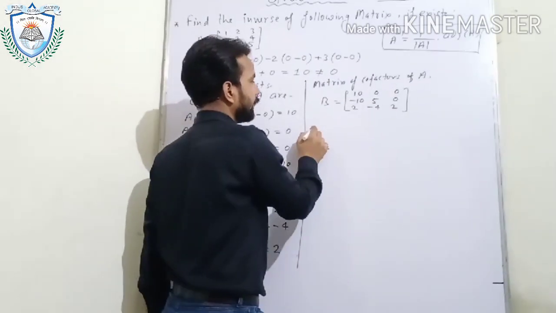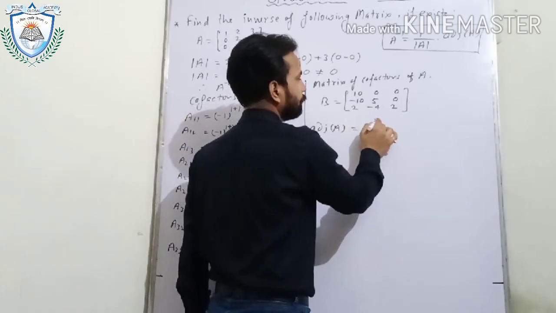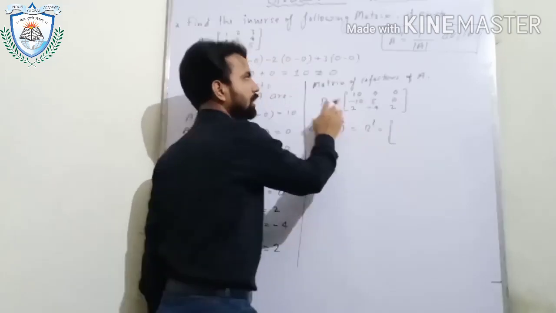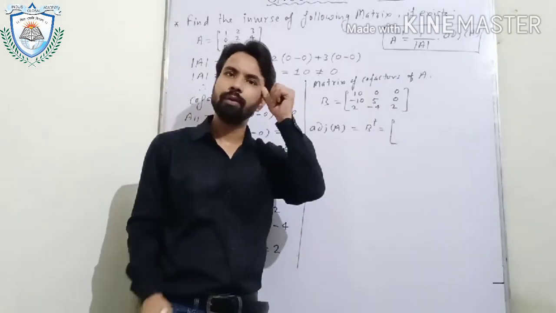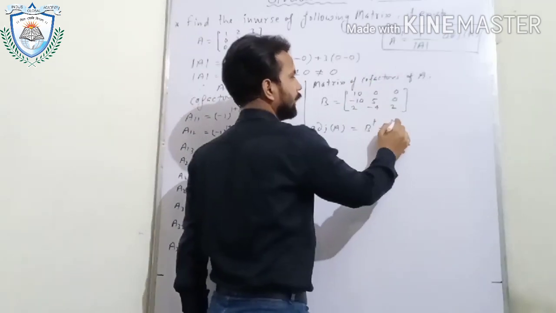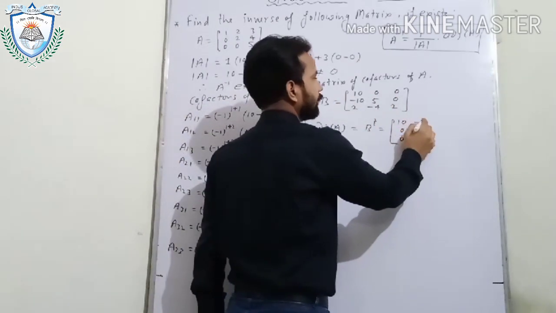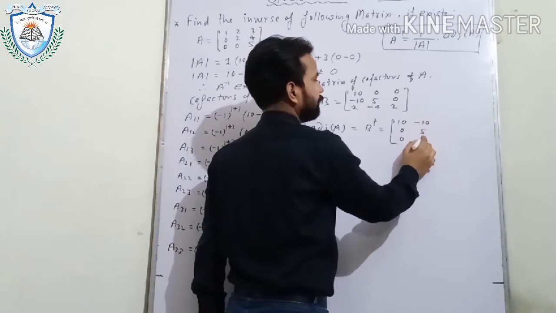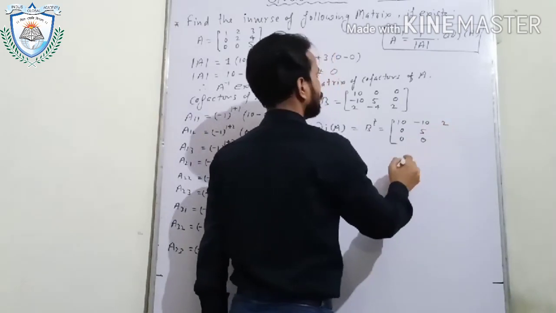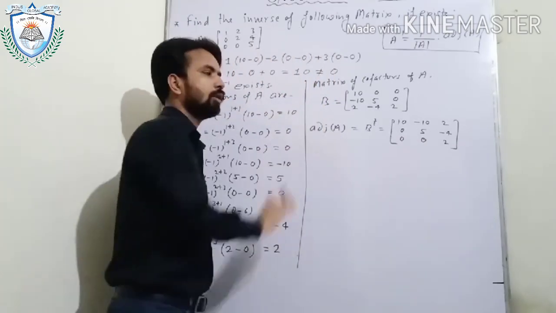Now we will have to find the adjoint of A. Adjoint of A, you know that is B transpose. B transpose means we will have to find the transpose of this matrix. How can we find transpose? We will interchange the rows and columns. So first row is 10, 0, 0, so it will be first column. Second row is minus 10, 5, 0, so it will be second column, minus 10, 5, 0. And the third row is 2, minus 4, 2, so it will be third column, 2, minus 4 and 2. This is the adjoint of A.